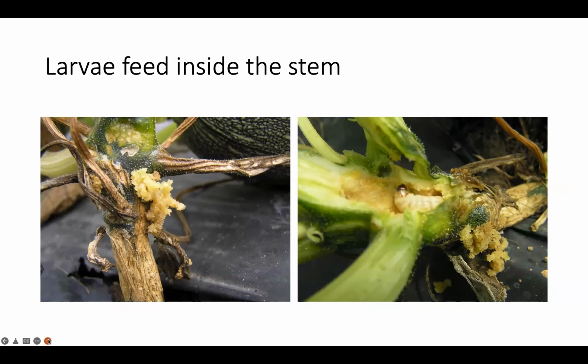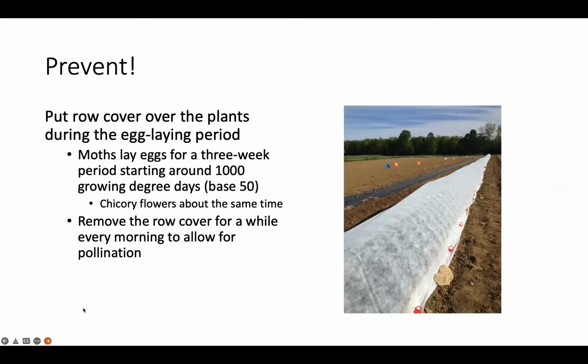So, yeah, when they're feeding in there, what they're doing is they're destroying the vascular tissue, or the plumbing of the plant, and that's why the plants wilt. So we'll just launch right into some prevention, and please go ahead and put any questions in chat.